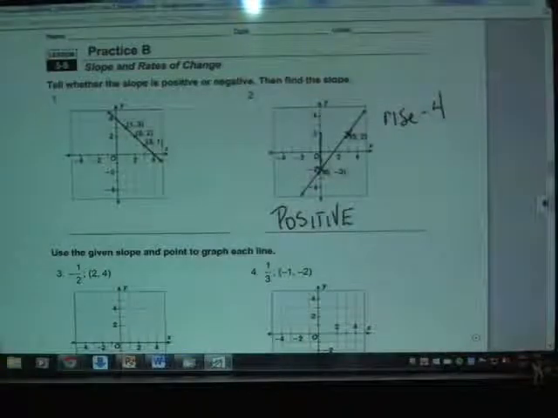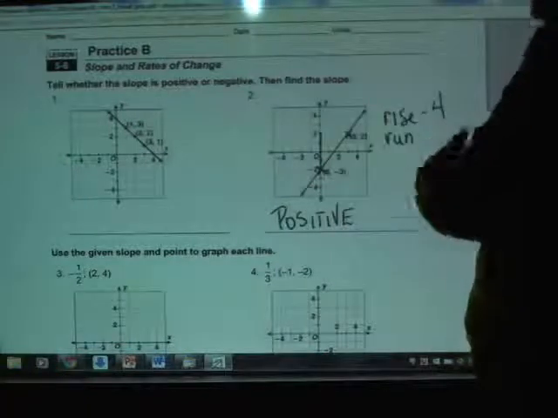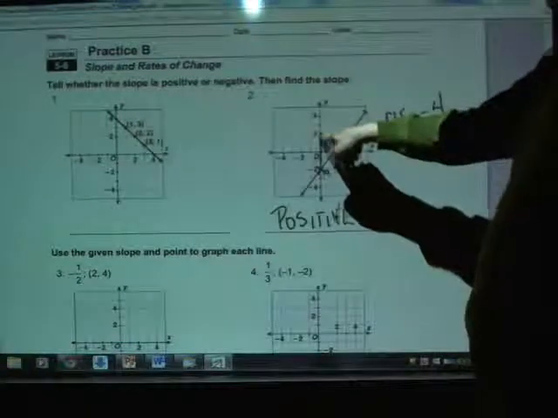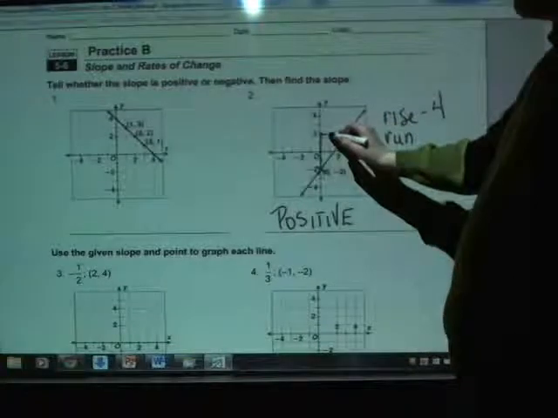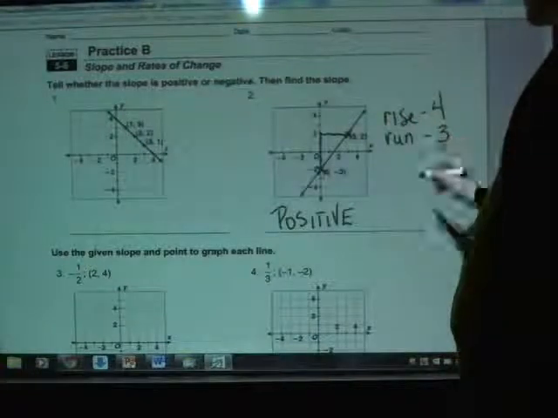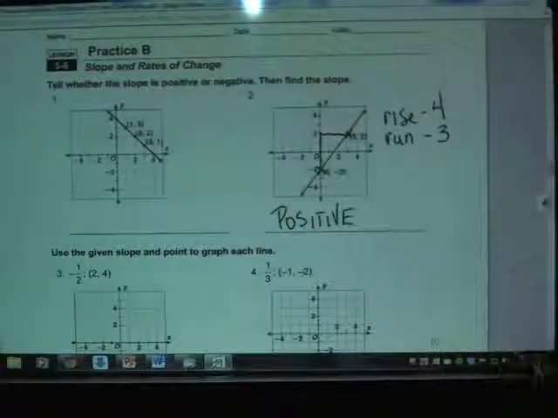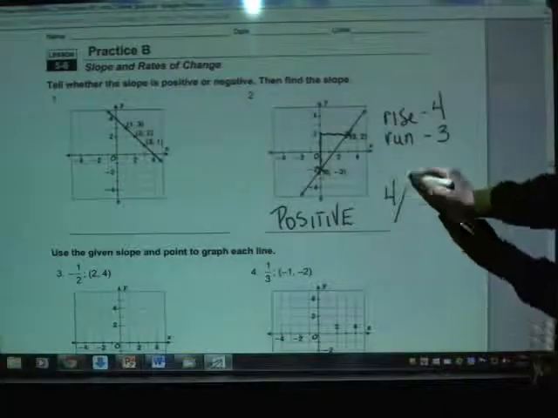So the first thing I'm going to do now is figure out how much I have to move to the right to get to that point. I've already gone up to get to that point. Now I have to go right to get to that point. Well, if I make 1, 2, 3 jumps to the right, the run is 3. So my fraction here that's going to represent my slope is rise over run. That's all slope is. So the slope here is 4/3.